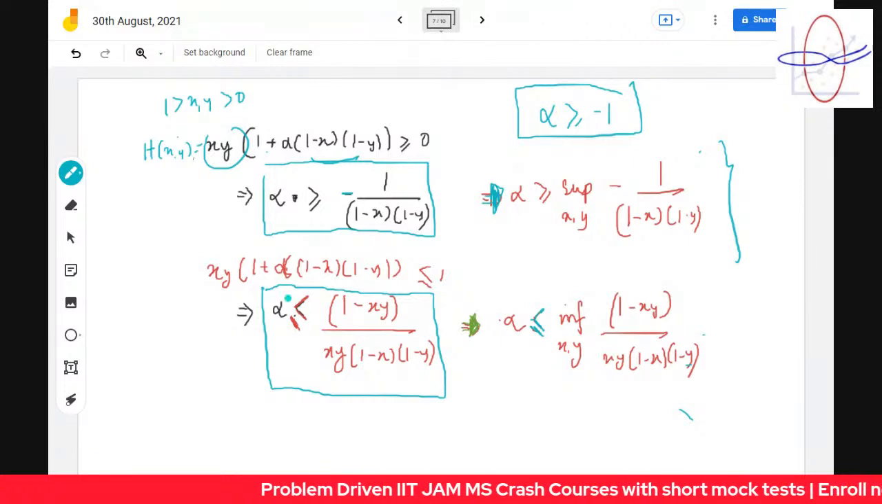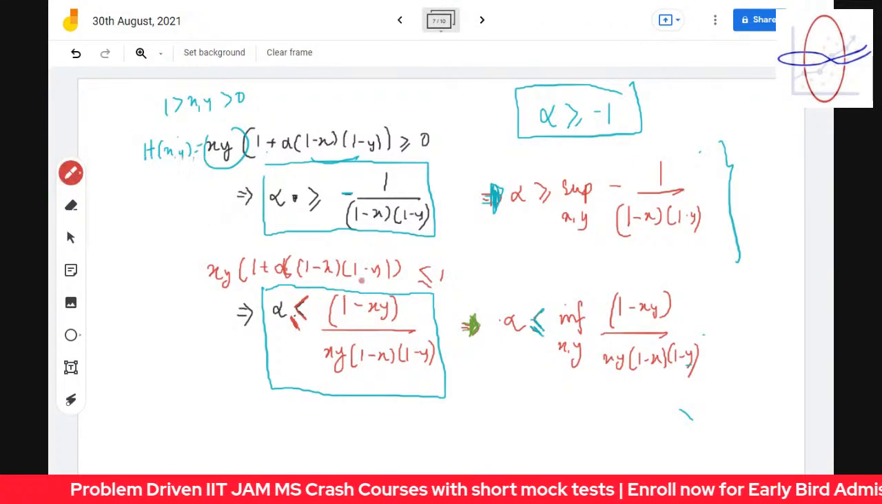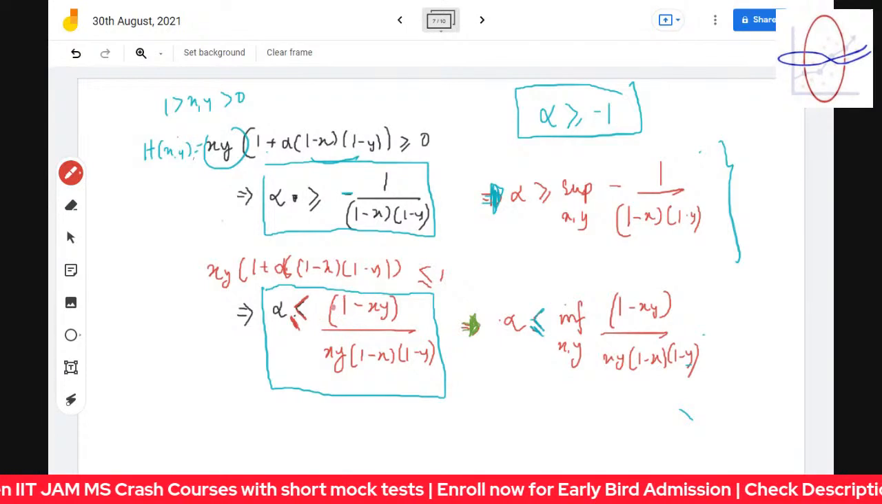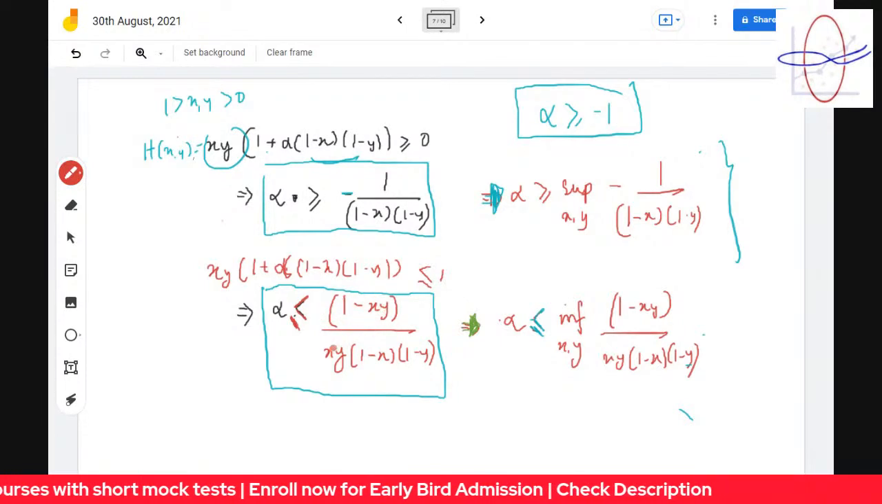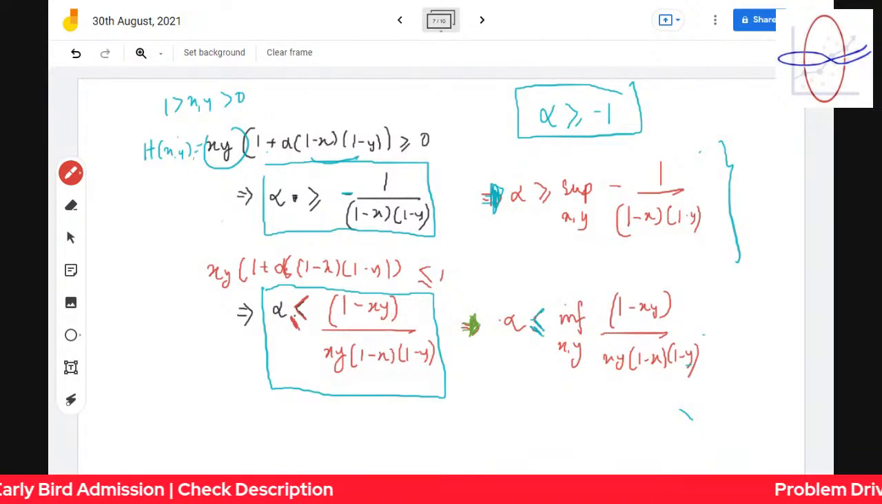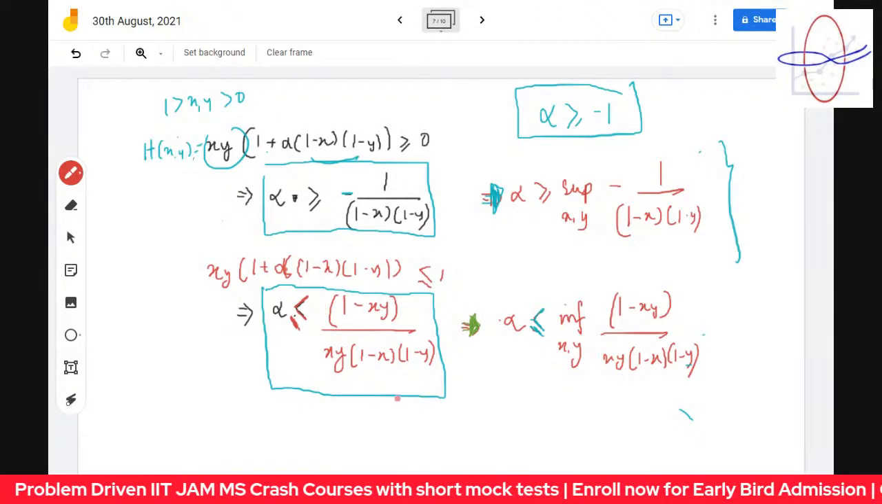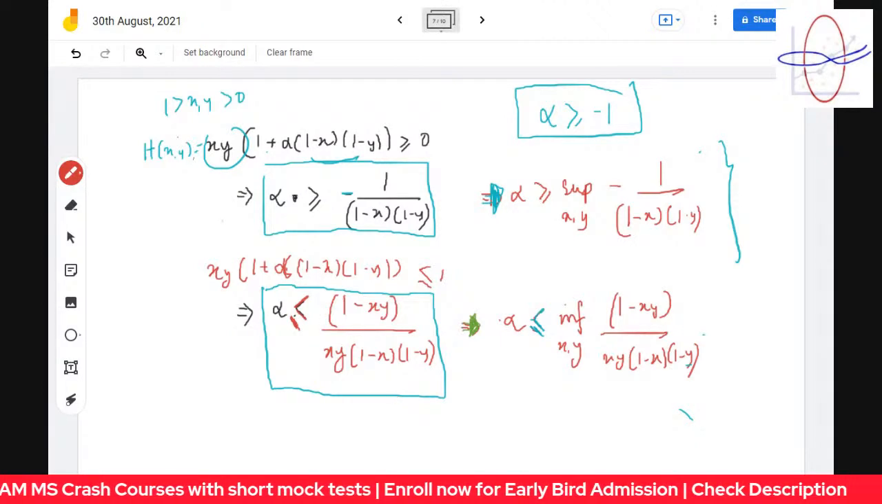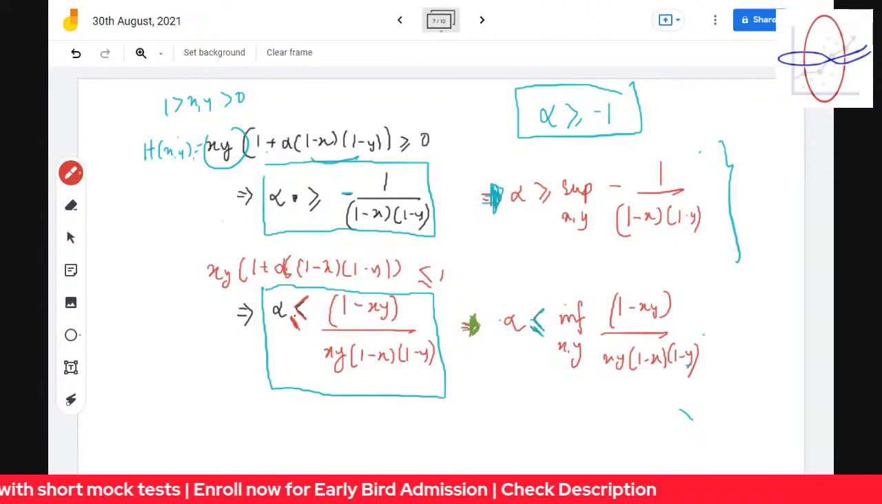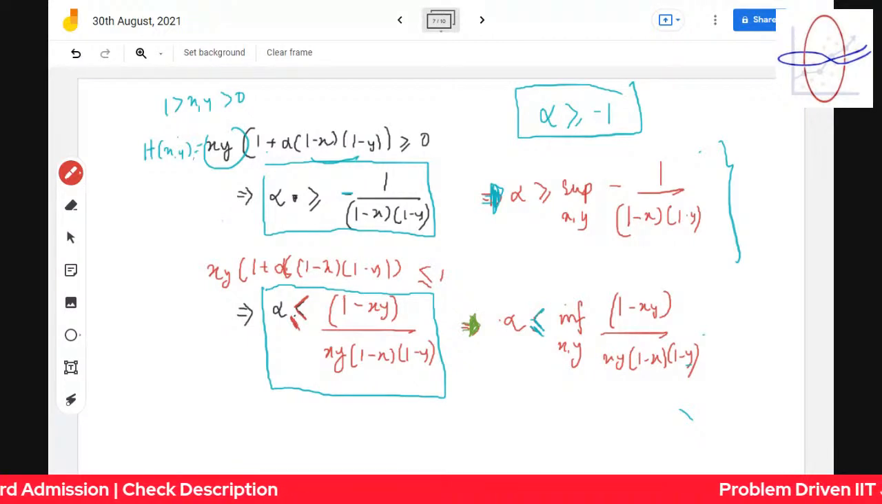In that alpha less than equal to +1 part, what we have actually shown is that alpha must be less than equal to (1 minus xy) by xy into (1 minus x) into (1 minus y). Now understand it very carefully, that x and y are less than equal to 1, and alpha is less than equal to this quantity for all values of x and y. Understand this very carefully. If you have a really big set of numbers, and you know that a single number is less than equal to all the numbers in that set. Here if you vary x and y, you get various numbers.